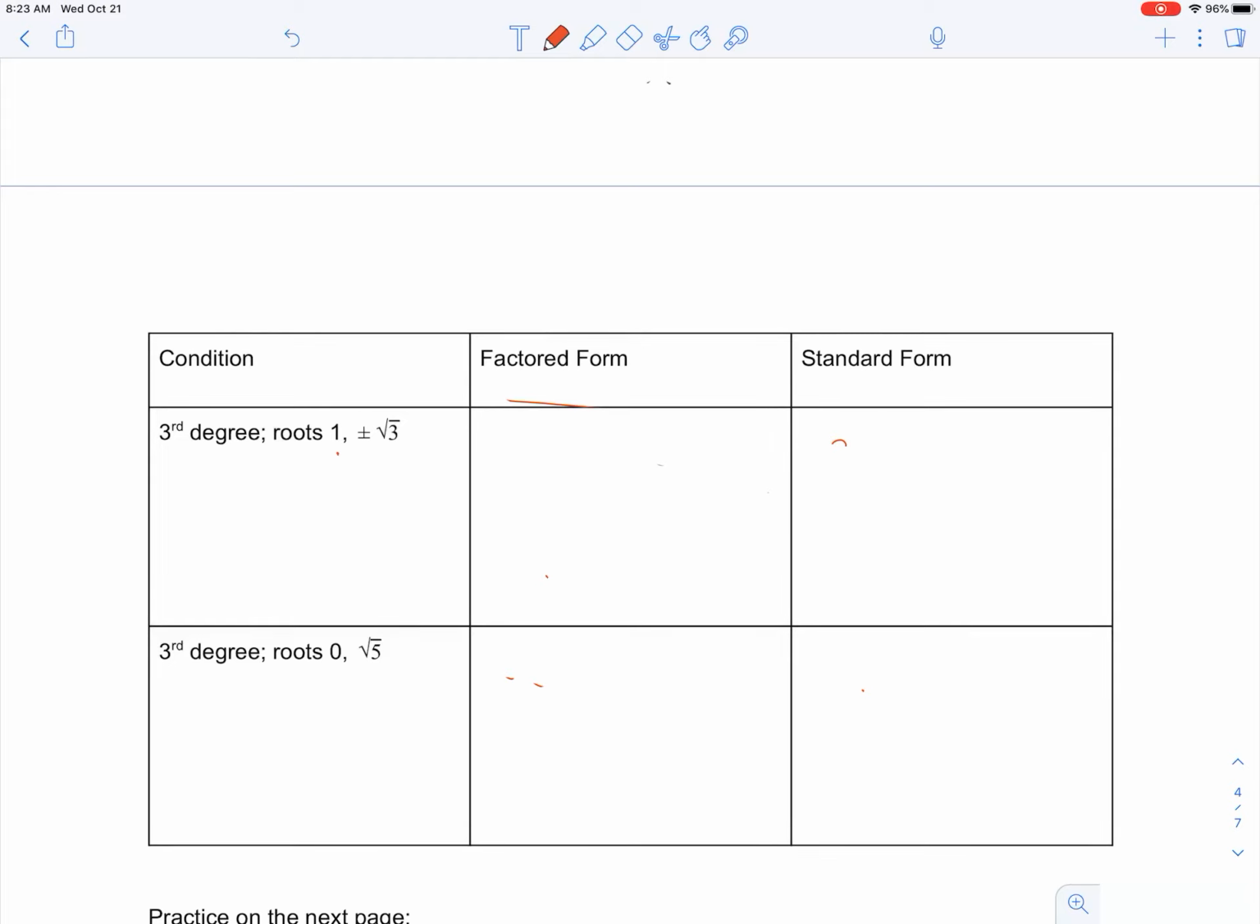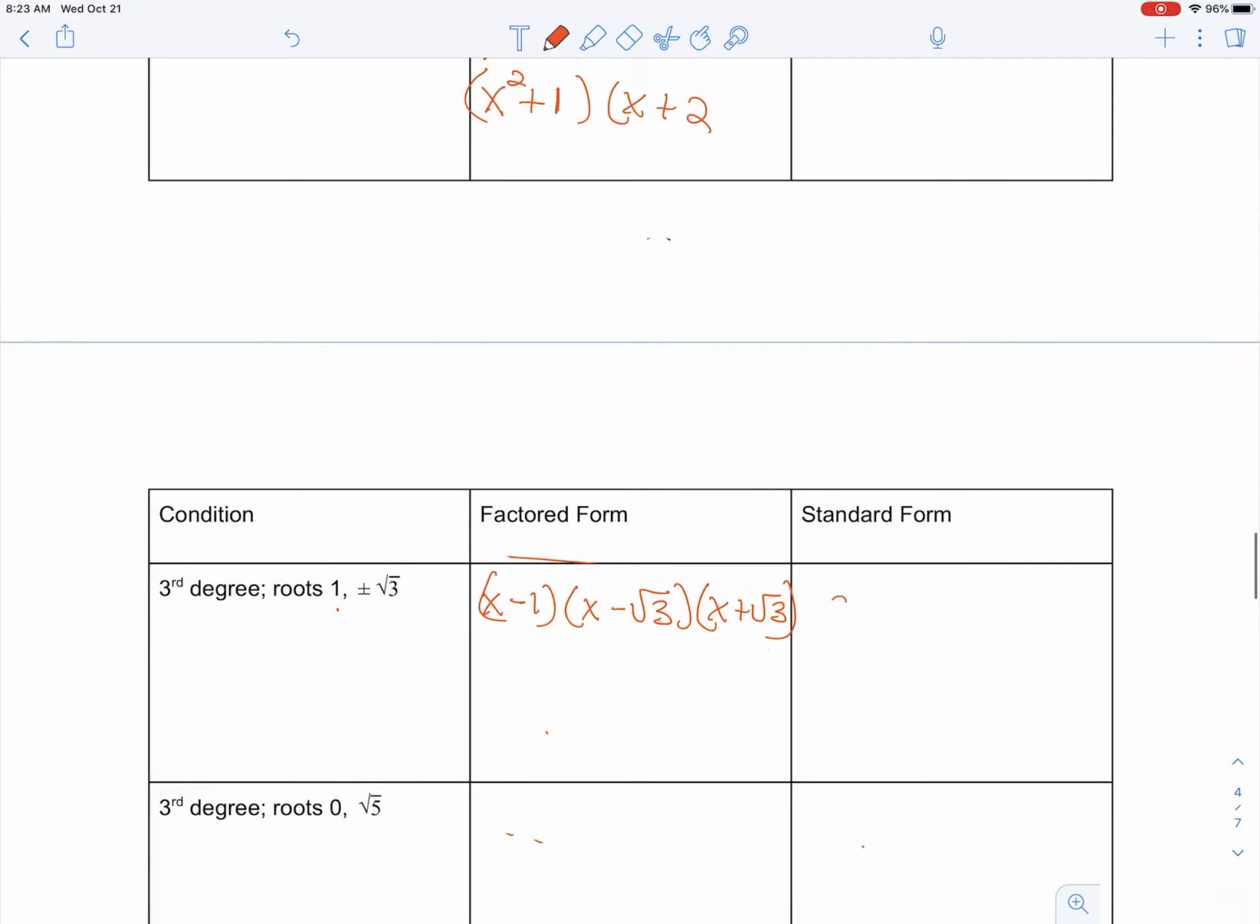It has 2 irrational roots and an integer root. So we're going to write this as x minus 1, x minus radical 3, x plus radical 3. Again, it's better to multiply the conjugates together first because they just do something pretty when you do that. So we're going to multiply those conjugates and we get x squared minus radical 3 times radical 3, which is just 3. And then we multiply by x minus 1.